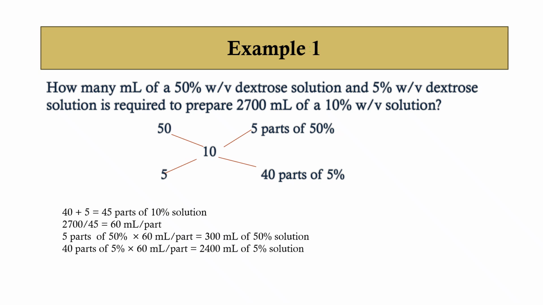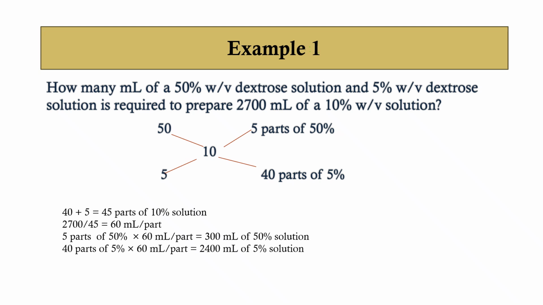When using alligation, typically you'll see that you have a higher concentration and a lower concentration, and you're trying to make a solution with a concentration that is in the middle. So here you're trying to make a solution that is 10%. The higher concentration is 50%, the lower concentration is 5%. The way you set it up, you'll have the 10% in the middle, and then you'll have 50 on the top left and 5 on the bottom left.